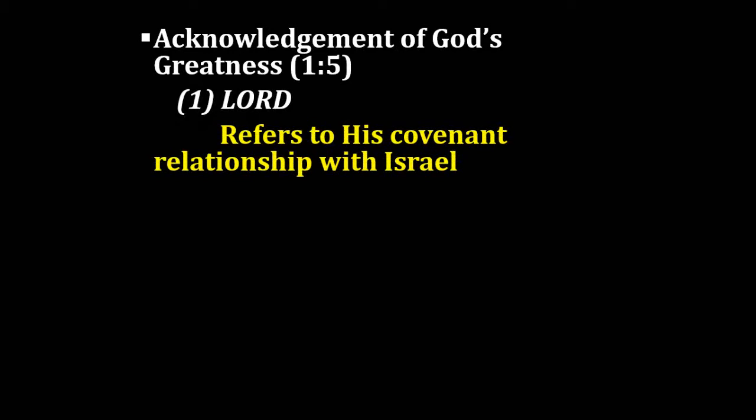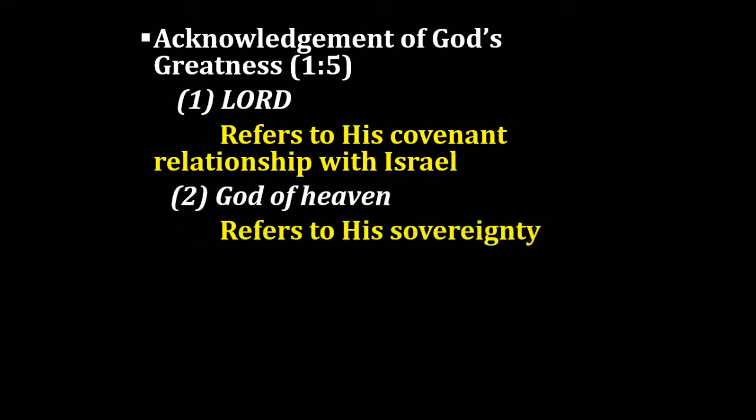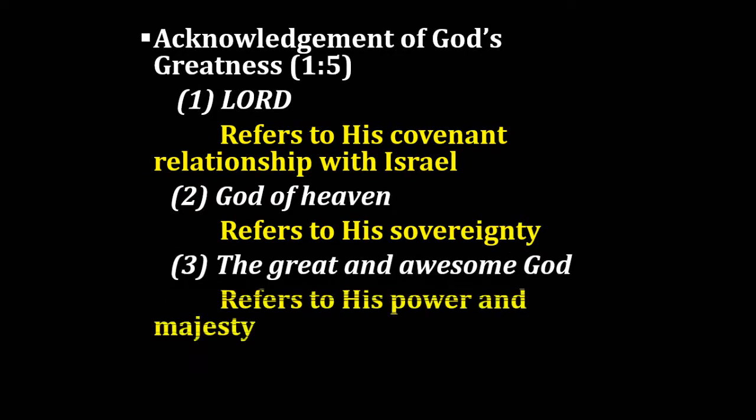But he acknowledges God's greatness, chapter 1, verse 5. He refers to him as the Lord. This is the covenant relationship with Israel. He refers to him as the God of heaven. This refers to his sovereignty. The great and awesome God. He refers to his power and majesty. And he begins with this adoration, right, of exalting and lifting up God.